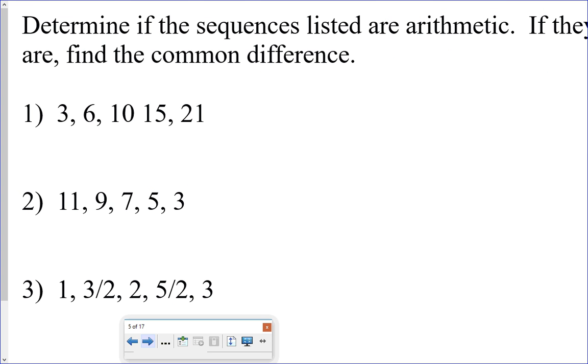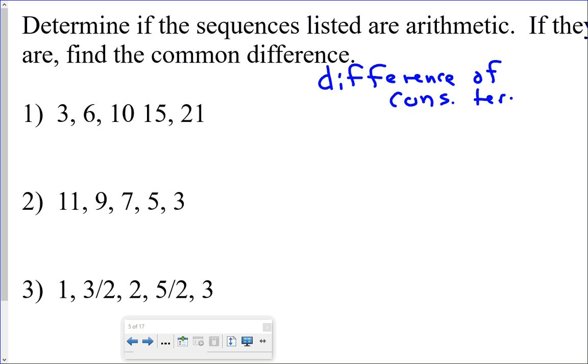Determine if the sequences listed are arithmetic. If they are, find the common difference. So the common difference is what we're going to be looking at. Let's define that. The common difference is the difference of consecutive terms. And I'll show you what I mean by that.